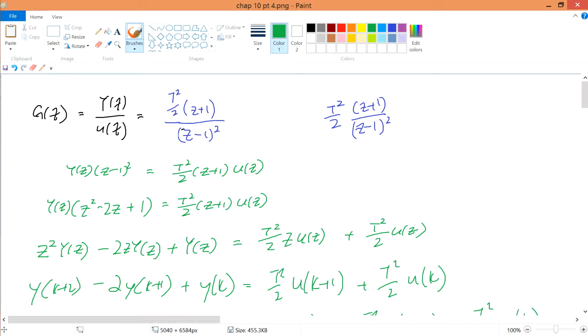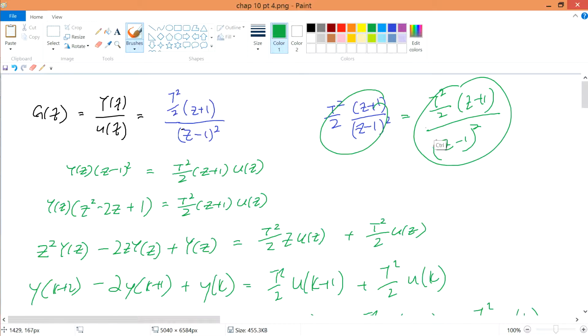But instead of writing my transfer function in this form, I'll write it in this form. In other words, the difference is that I'll just rewrite this as T squared over 2, (z plus 1), whole thing over (z minus 1) squared. They are exactly the same. If you calculate, they must be the same. However, I'm simply rearranging in terms of the numerator. I multiply the constants into the numerator.